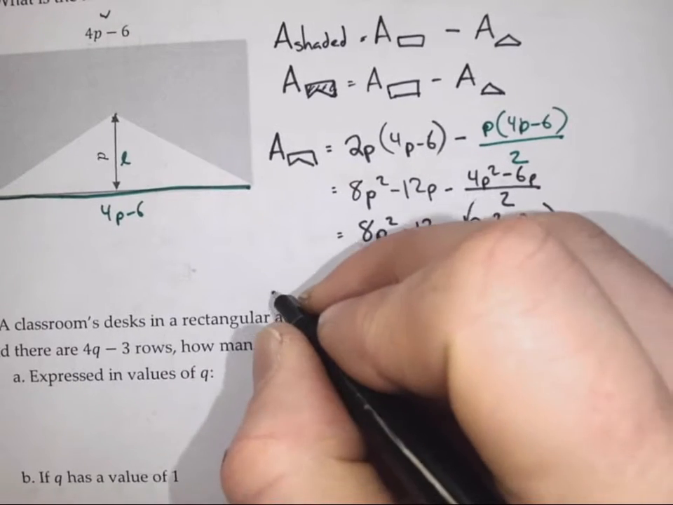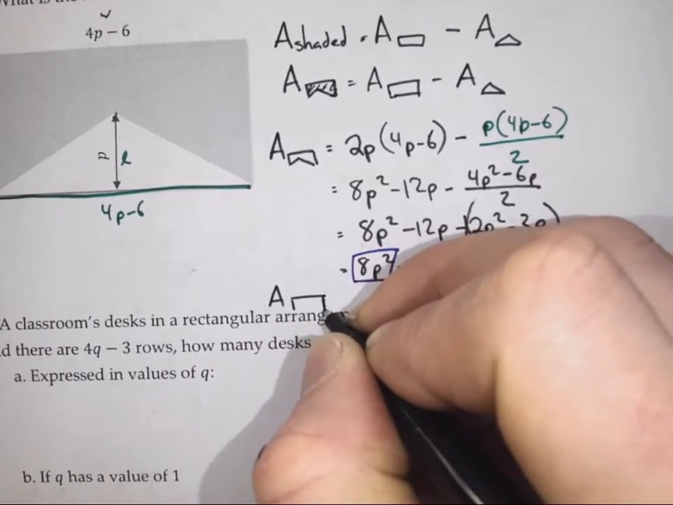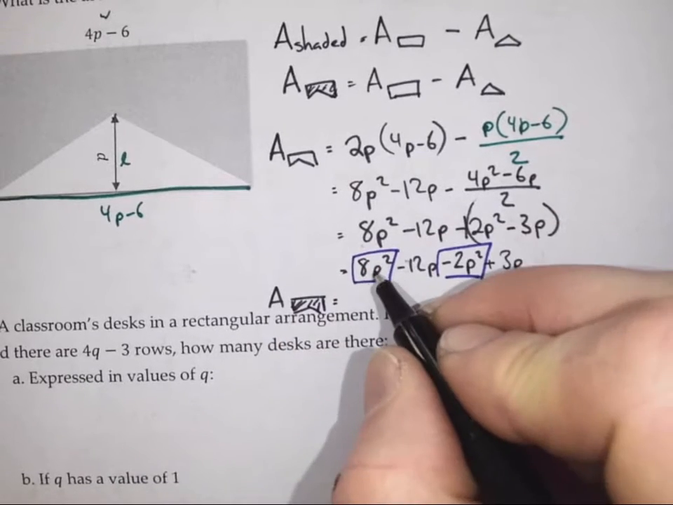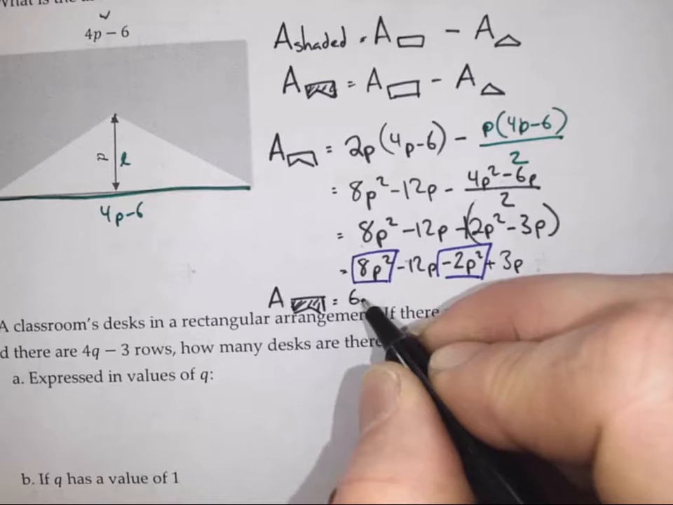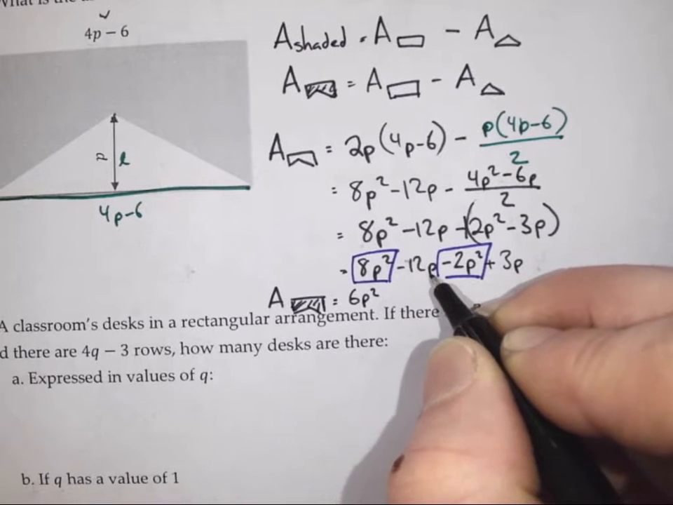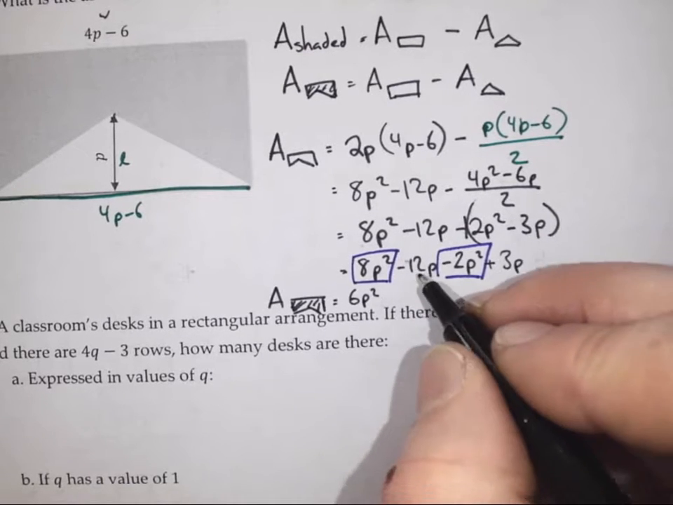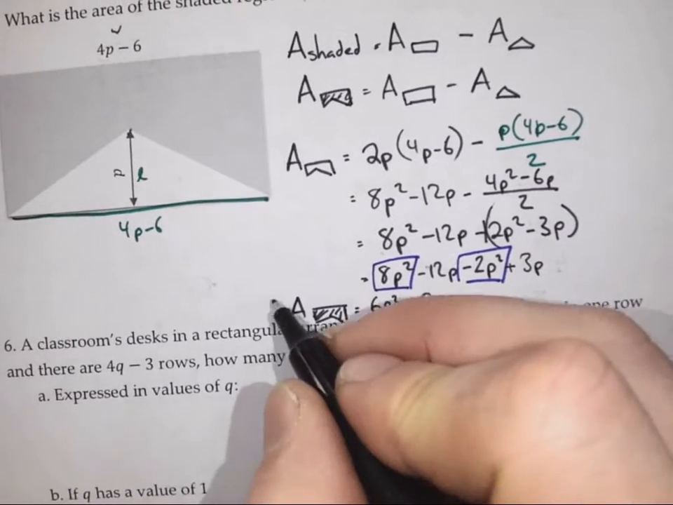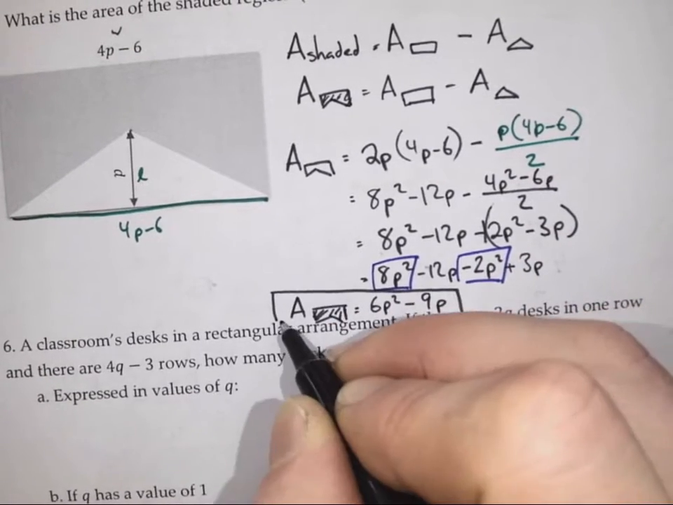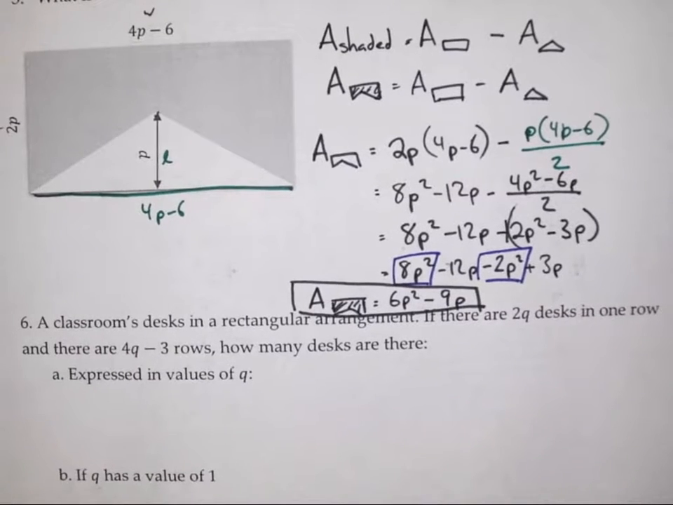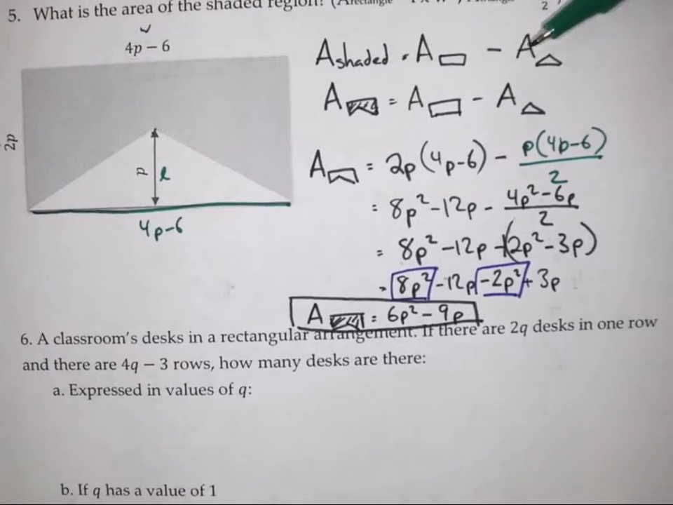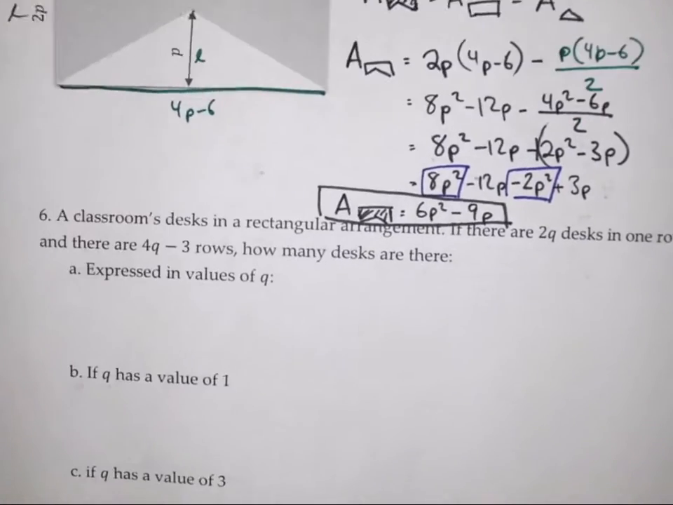So the area of the shaded region overall is 8p squared minus 2p squared is 6p squared. Negative 12p, pardon me, negative 12p plus 3p is negative 9p. All right. A little trickier, but still not so bad math-wise.